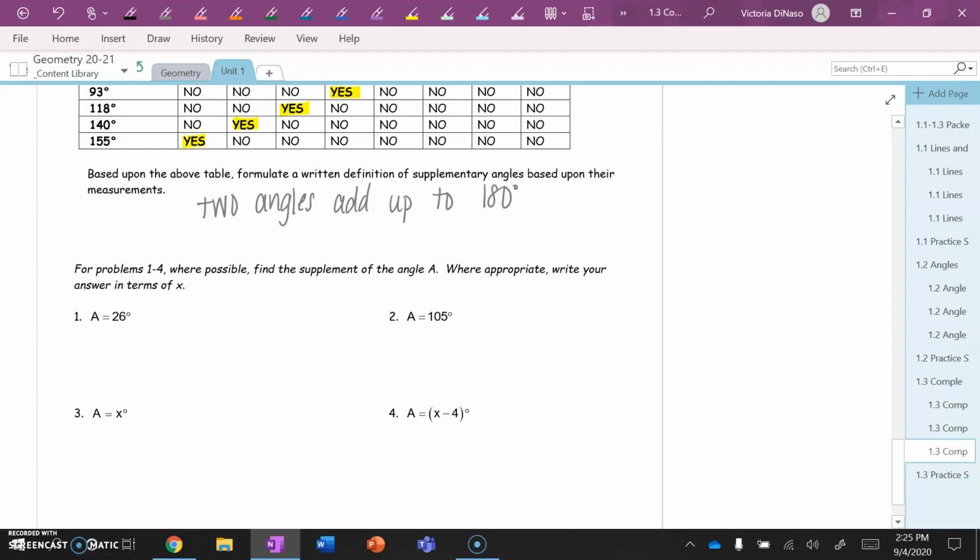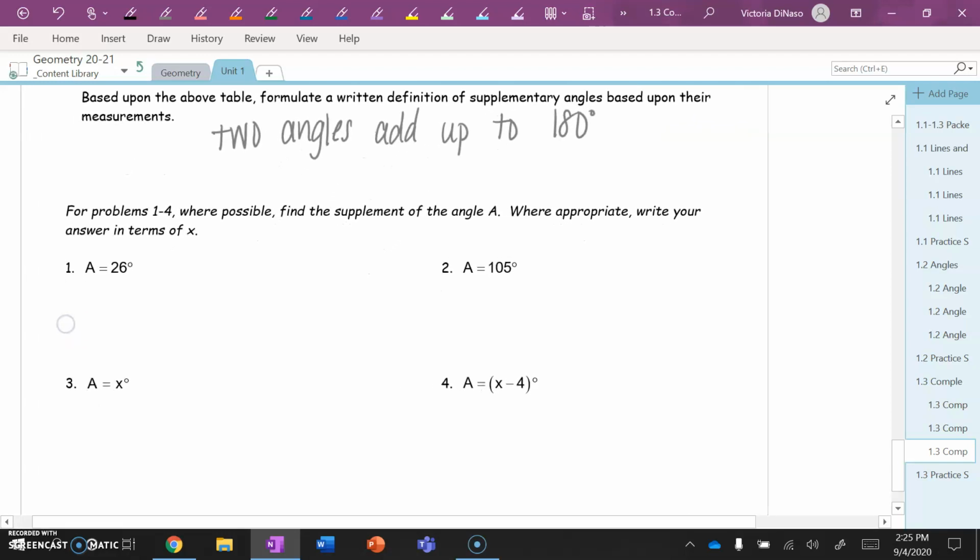Wherever possible, we're going to find the supplement of angle A. Let's say that we were to take angle A plus angle B and set it equal to 180. All of these have angle A, so I'm going to move the A to the other side using subtraction. We're finding the missing angle, the supplement of angle A, which would be angle B. So we're going to do 180 minus angle A.